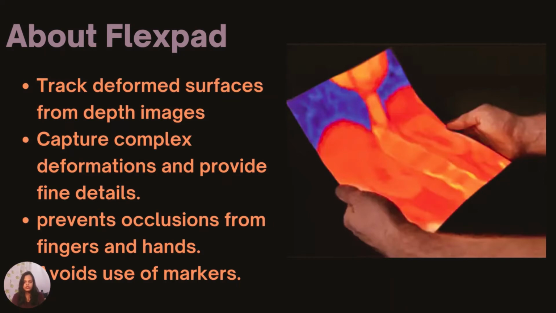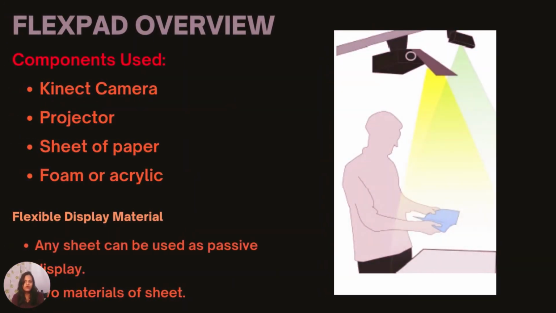Results from two user studies show that the system is capable of detecting complex deformations and that users are able to perform them quickly and precisely. Now, Flexpad overview. Flexpad enables users to interact with highly flexible projected displays in interactive real-time applications. The setup consists of a Kinect camera and a projector and a sheet of paper, foam, or acrylic that is used as projection surface.